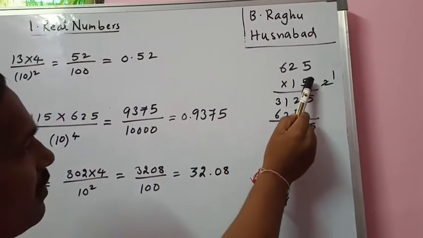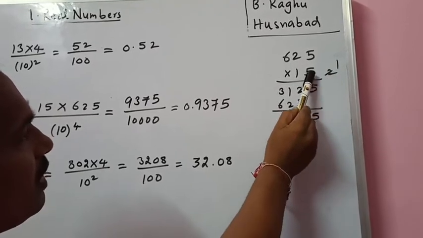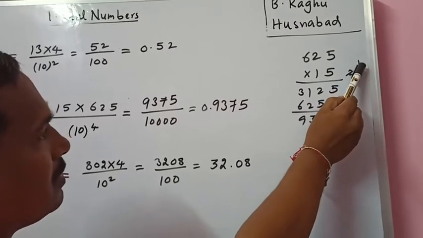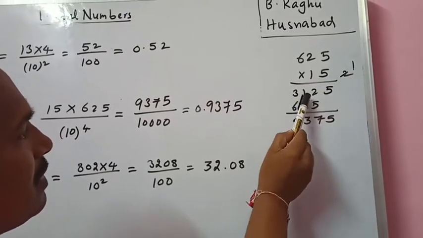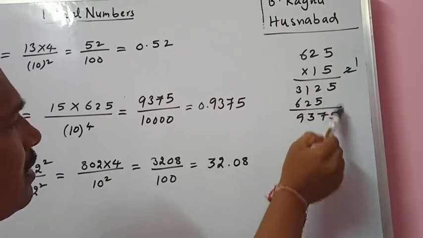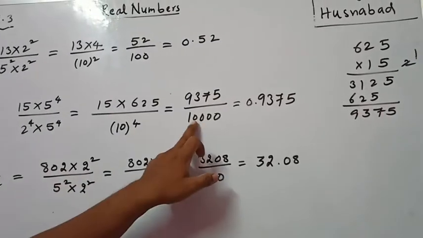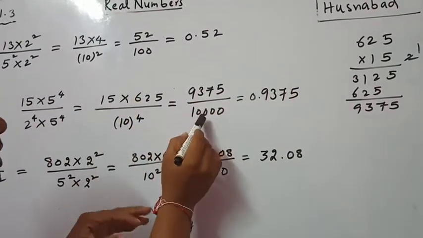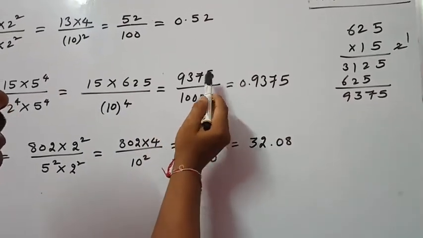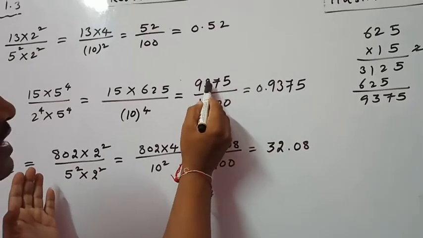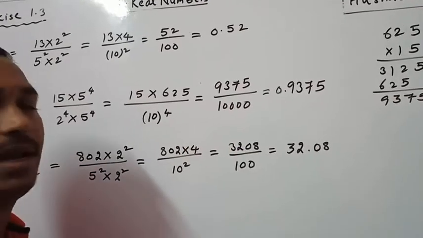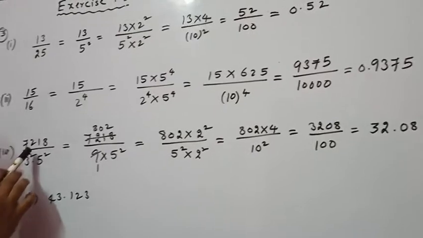625 into 15. 5 fives are 25, write 5, carry 2. 5 twos are 10, plus 2 is 12. Write 2 here, 1 carry. 5 sixes are 30, plus 1 is 31. Now multiply with 1: 1 five is 5, 1 two is 2, 1 six is 6. Add. You can look here. So 4 zeros in the denominator, which is a power of 10, 10,000. From right to left, 4 digits before the point: 1, 2, 3, 4. Before 9 the point: 0.9375.